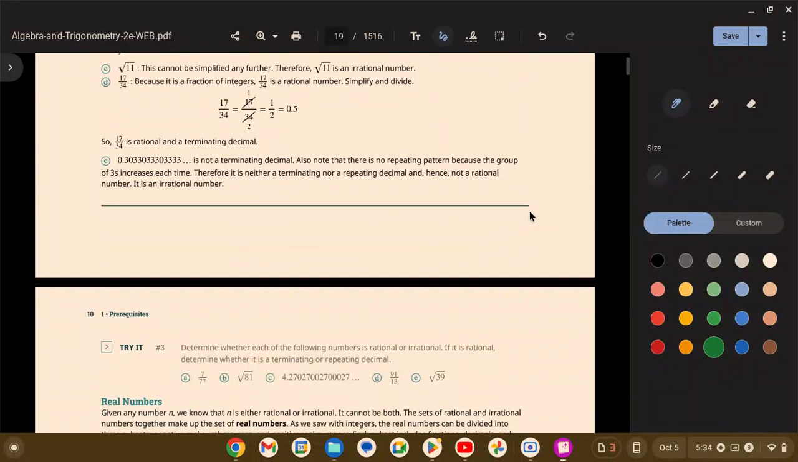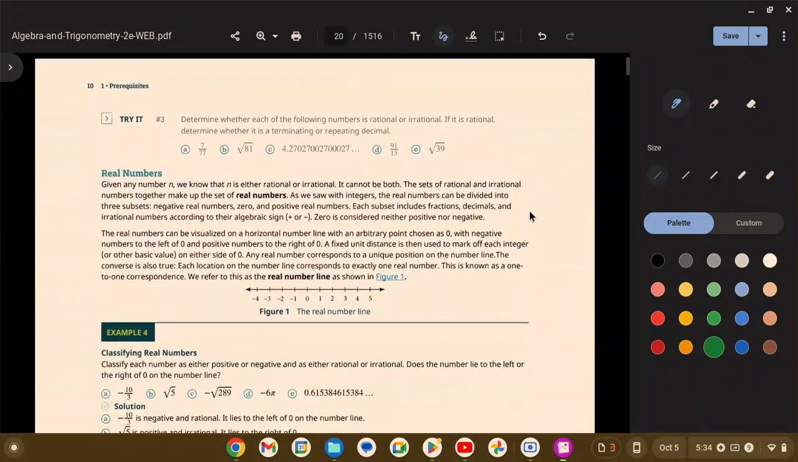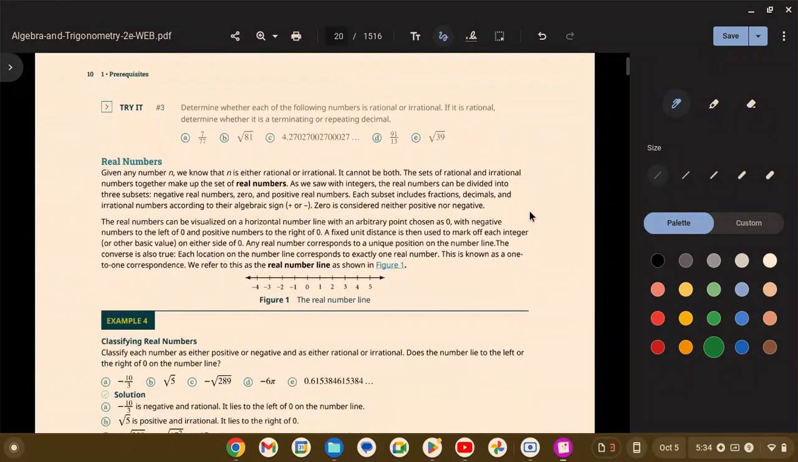Okay. All right. Oh, I didn't even see these try-its. I'll do those before doing the problems. All right, so real numbers. Given any number n, we know that n is either rational or irrational. It cannot be both. The sets of rational and irrational numbers together make up the set of real numbers.